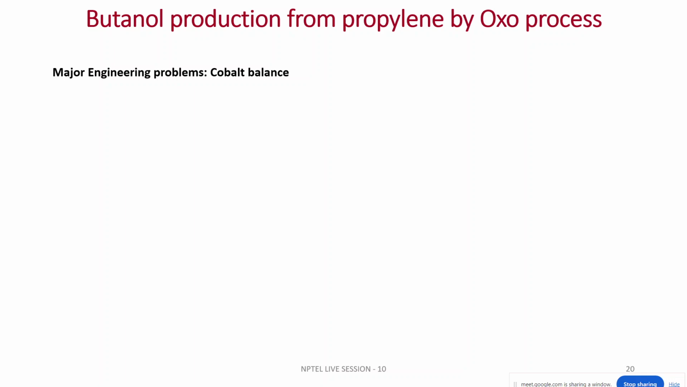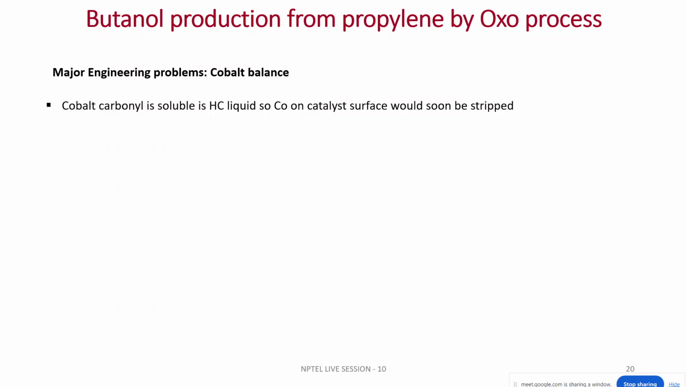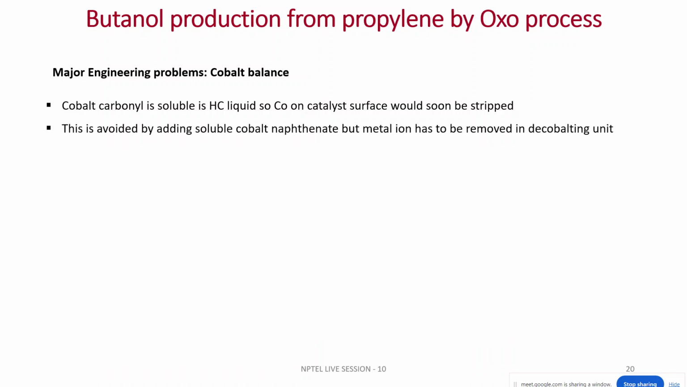So we generally face a major engineering problem regarding the cobalt balance in the process. The first problem is that cobalt carbonyl is highly soluble in hydrocarbon liquids. So the cobalt on the catalyst surface would be stripped very soon. This is avoided by adding the soluble cobalt naphthenate, but the metal ion has to be removed by a decobalting unit.